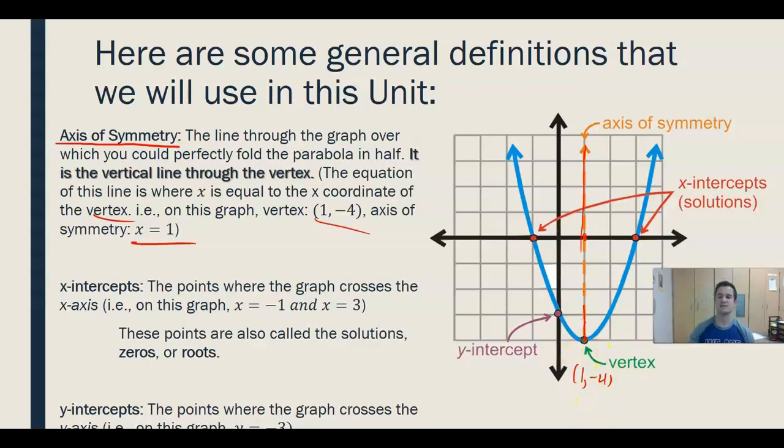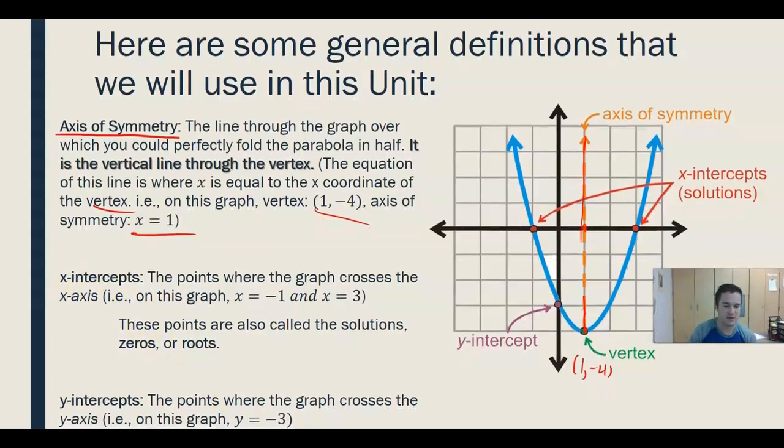So again, the axis of symmetry is that vertical line through the vertex that would cause the parabola to fold exactly in half. X-intercepts are the points where the graph crosses the x-axis. So right here and right here. On this graph, they're at -1 and positive 3. So the x-intercepts are x equals -1 and x equals 3.